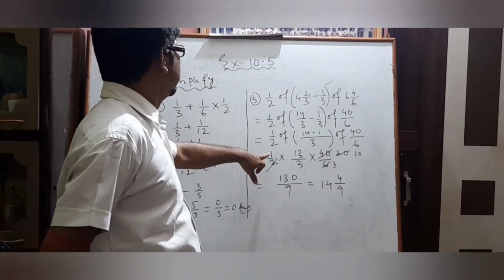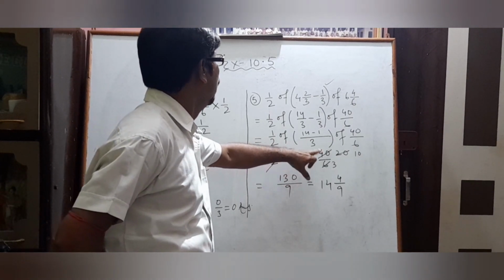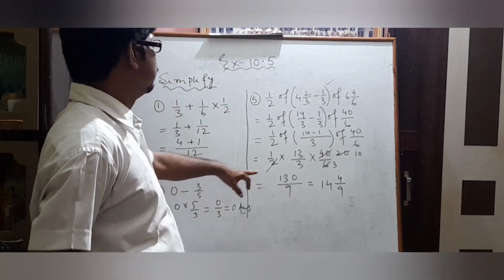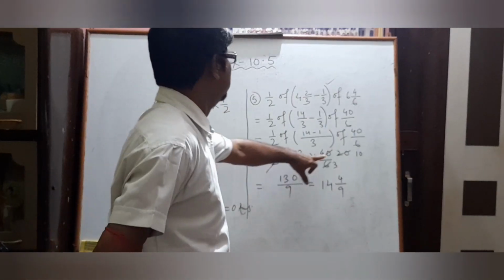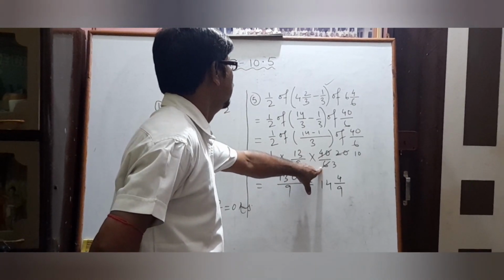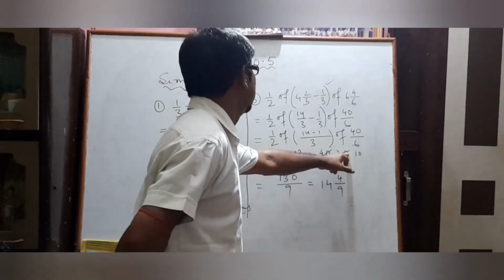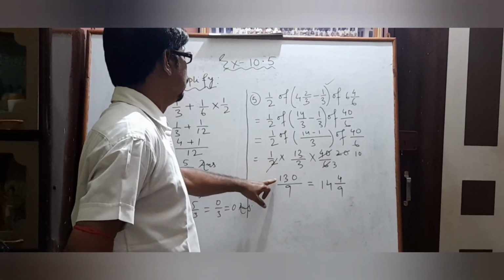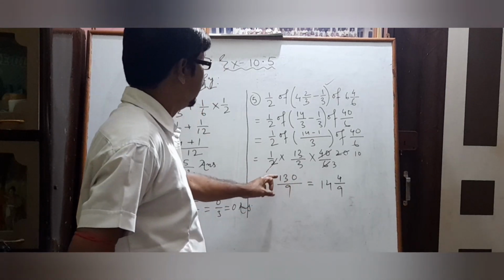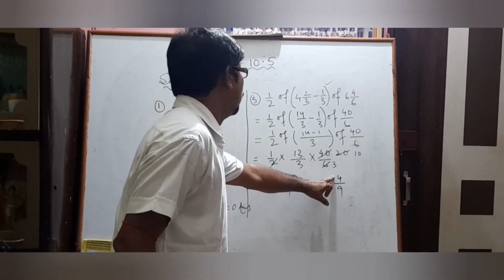These things are written as they are. Now after this, 1 by 2 of means into 13 by 3 into 40 by 6. Now cancel: 2 20s are 40, 3 2s are 6, and 10 2s are 20. Multiply all the numerators together, it will be 130, and the denominators 3 into 3 is 9. Divide 130 by 9, it will be 14 whole 4 by 9.